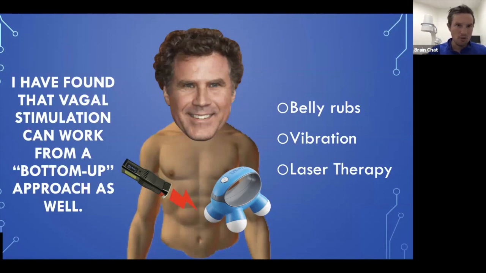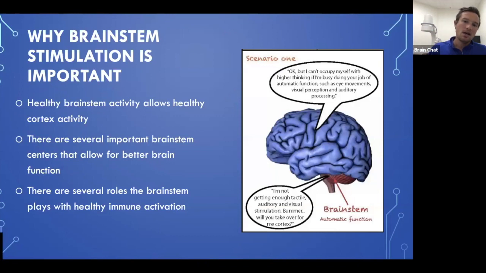So the whole point of this is just to say, hey, brainstem stimulation can be pretty important. There's so much research that's coming out now, and the main focus that I've seen is mostly on the vagus nerve and the trigeminal system. But having good brainstem function basically allows the brain to do what it's supposed to do on a daily basis. So I like this little thingy here. So basically, okay, hey, I'm not getting enough tactile, auditory, and visual stimulation. Will you take over for me, cortex?